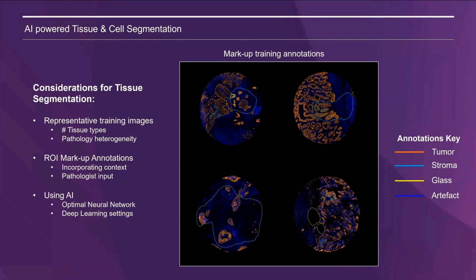When performing your markup training annotations, ensure that you nest these as shown in the examples to the right to provide examples of ROI borders and context to the algorithm. Finally, ensure you choose an optimal neural network.